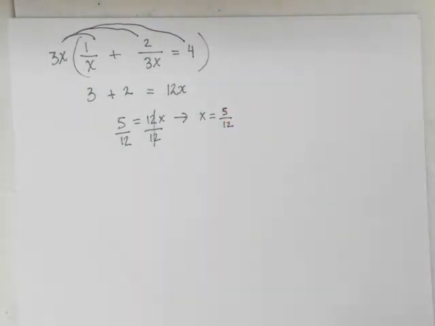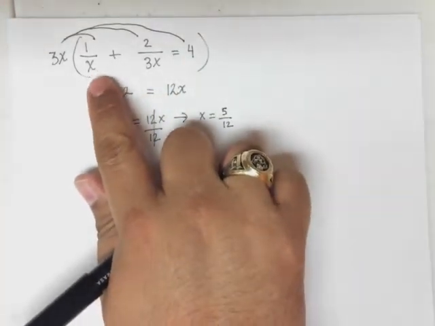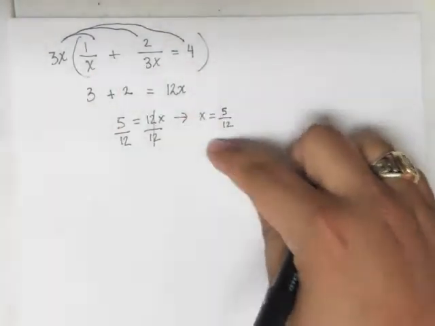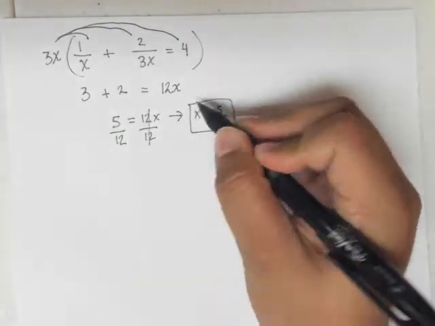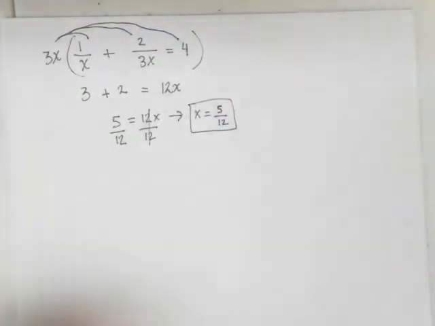And remember, going back to what we said just a minute ago, x cannot be 0, and 5/12 is nowhere near close to 0. So we're good. Here's our answer for x for this rational equation.